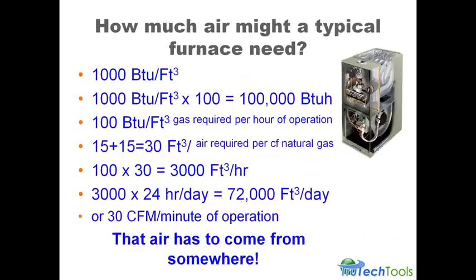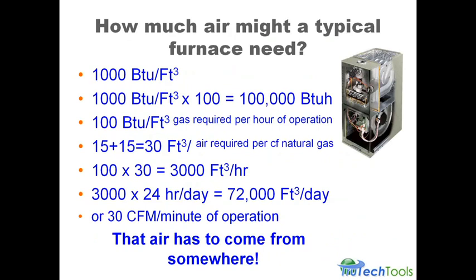So let's break this down a little bit further. Let's say that we have a heat content of gas of 1,000 BTUs per cubic foot, just to make the math simple, right? And we multiply that 1,000 BTUs per cubic foot of gas times 100. That would be equivalent to a 100,000 BTU furnace. That's line 2 right there. So what we said is there's 100 cubic feet of gas required per hour of operation.